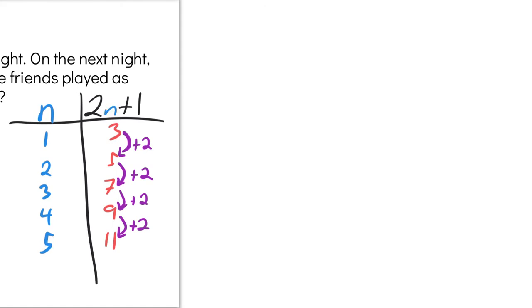So if n is 5 here, 2 times 5 is 10 plus 1 is 11. Is that what we get here? Yes, it is. I can be fairly confident that this is the algebraic expression that describes this pattern.